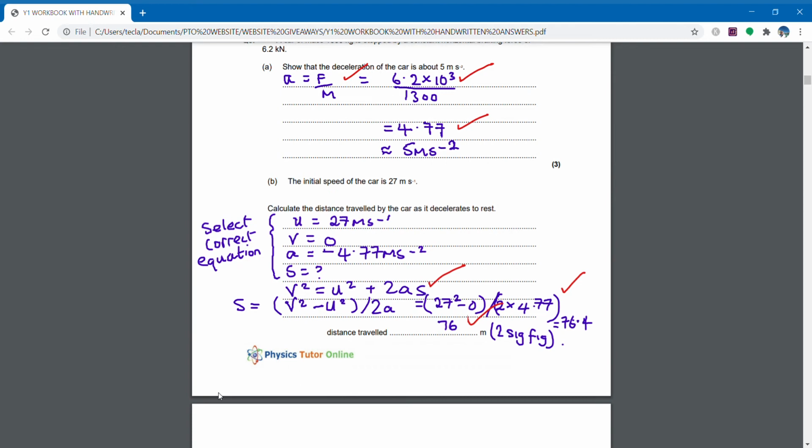So rearrange and substitute. S equals V squared minus U squared in brackets over 2A. Put the values in. We should get 76.4 meters. So the marks are for selecting the correct equation, for substituting in the values, and for the final answer of 76 meters.